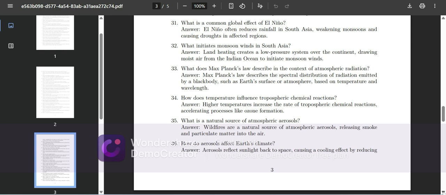How does temperature influence tropospheric chemical reactions? Higher temperatures increase the rate of tropospheric chemical reactions, accelerating processes like ozone formation.